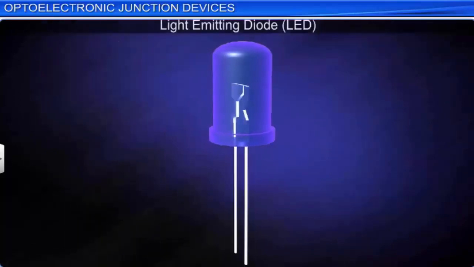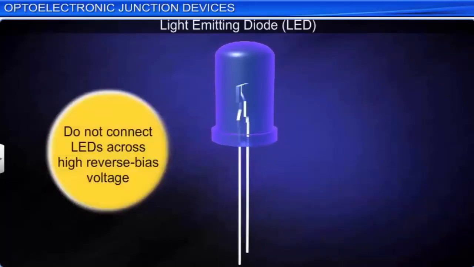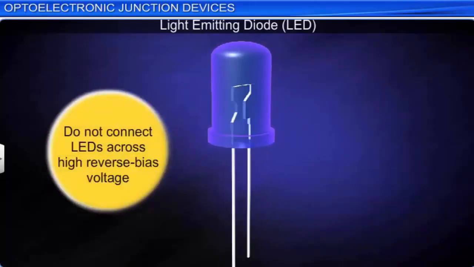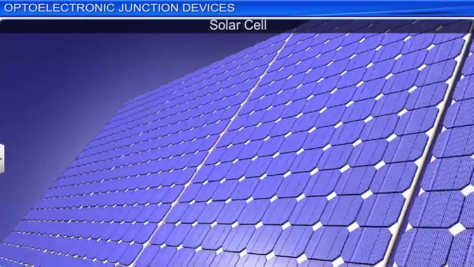Now let us consider a solar cell. A solar cell is a device that converts light energy into electrical energy. The solar panels that you see connected to solar power appliances are made of a large number of individual solar cells.